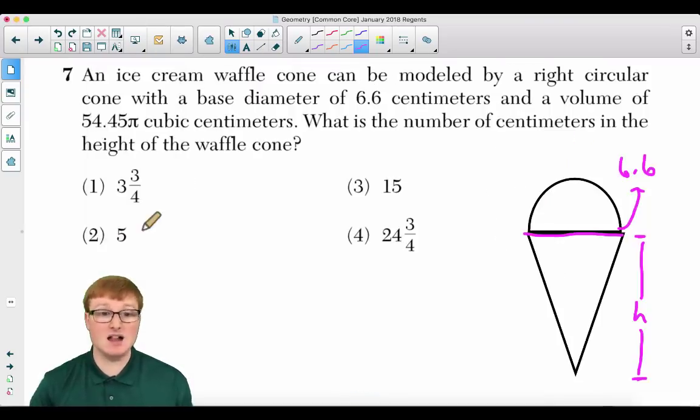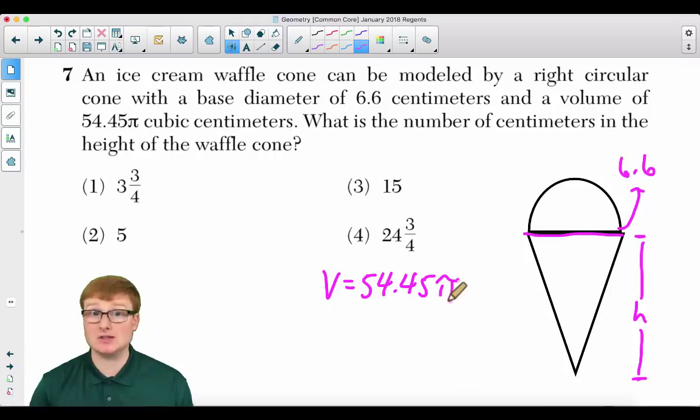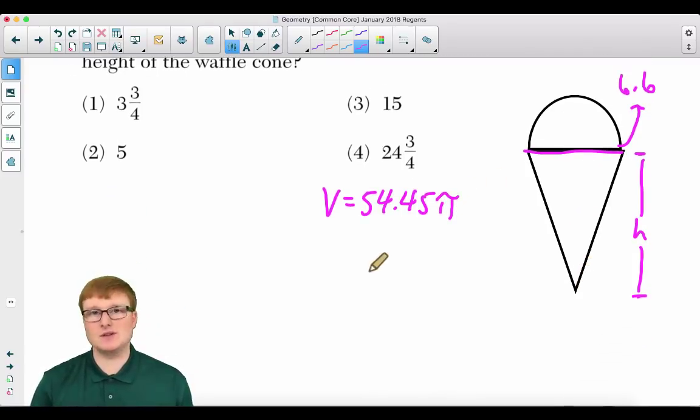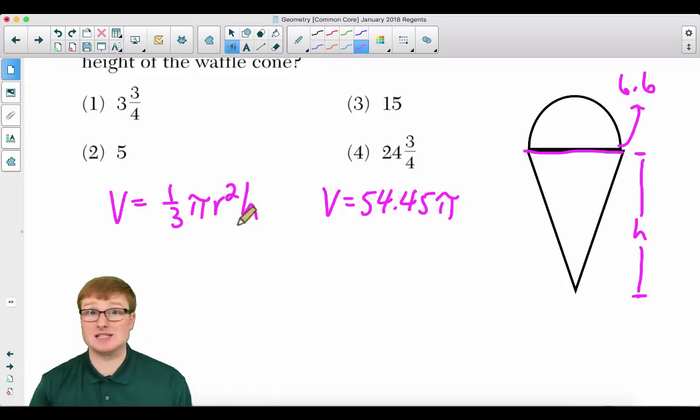And the volume, they tell us the volume is 54.45 pi. Okay, so far so good. We need to find the height. Well, they don't just give you the volume formula for no good reason. They want you to use the volume formula to solve for the height. But what is the volume formula of a cone? The volume formula of a cone is 1/3 pi r squared times the height.